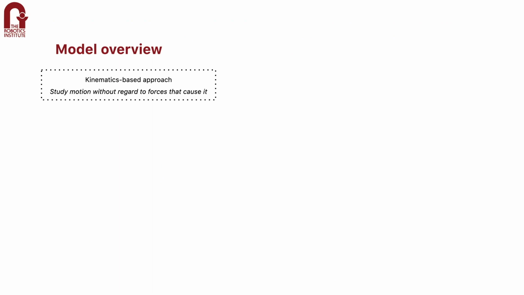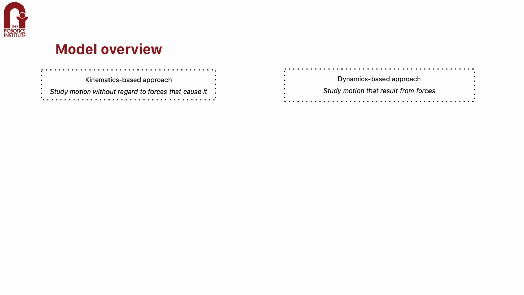To achieve this, we propose to synergize the two main aspects of human pose estimation, kinematics and dynamics. Kinematics, or kinematics-based approaches, study human motion without considering the forces that cause it. These methods directly output the joint angles. Dynamics, or dynamics-based approaches, study human motion that results from forces. These methods involve a physics simulation, MuJoCo in our case. Basically, you would control a humanoid to estimate poses.